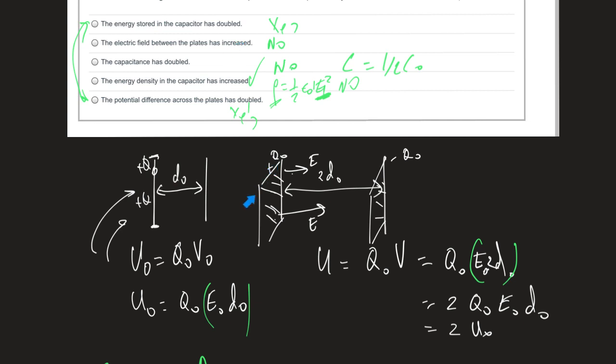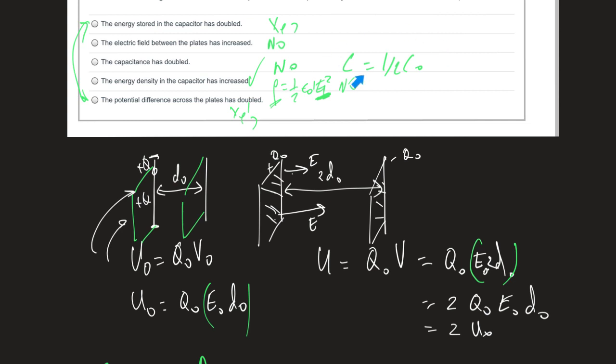The electrical field between the plates has increased? Well, if the area is the same and the charge is exactly the same before and after, there is no change in the electrical field. The electrical field is produced by the charge, so if you don't change the charge, you don't change the electrical field. The capacitance has doubled?